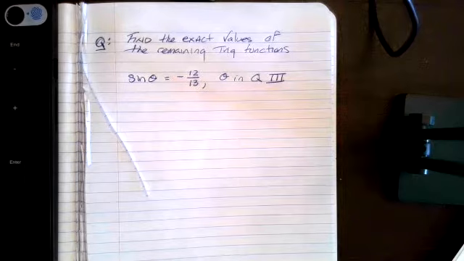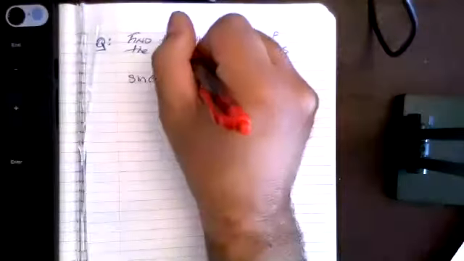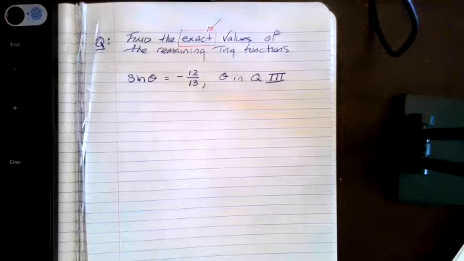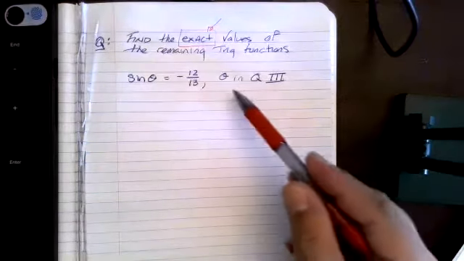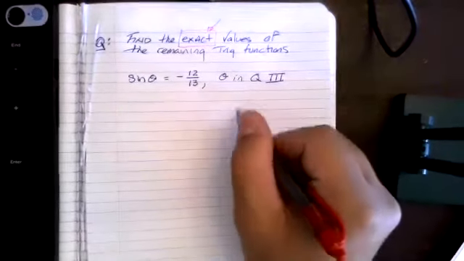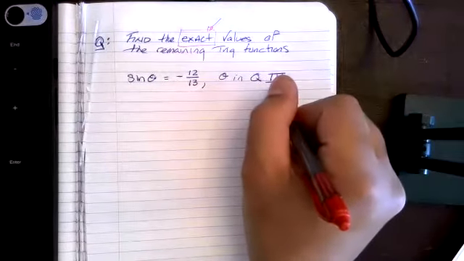So there's two things that some students have an issue with here. Here they're asking for the exact value. So that means no decimal approximations. Your answer is probably going to be fractional, maybe have radicals in it. If it has a radical, you have to rationalize the denominator. They also tell you theta is in quadrant 3. They're telling you the location of the terminal side of theta. Here they're outright telling you it's in quadrant 3.